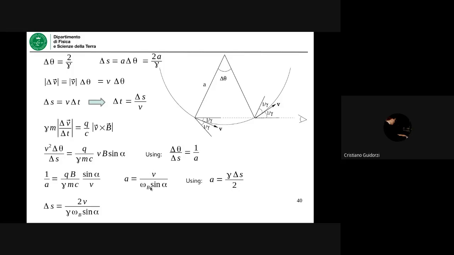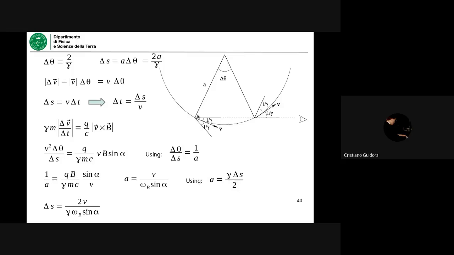By equating these two equations, expressing the curvature radius in two different ways, this guy equals this guy. You immediately have delta S, so the length of this part, as a function of the dynamic quantities which describe the motion of the electron.